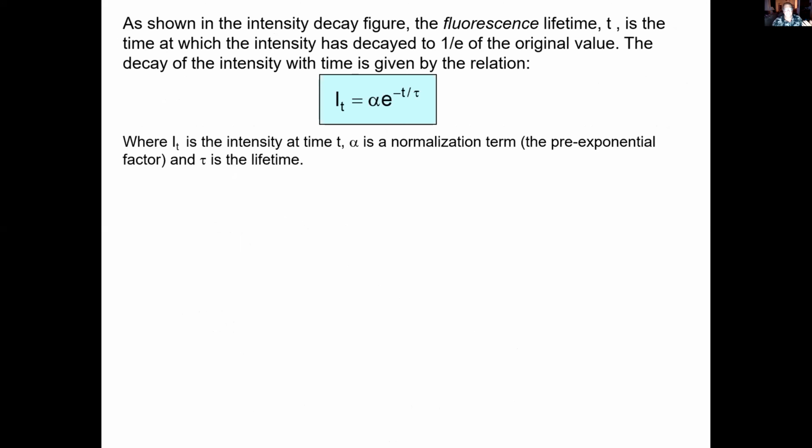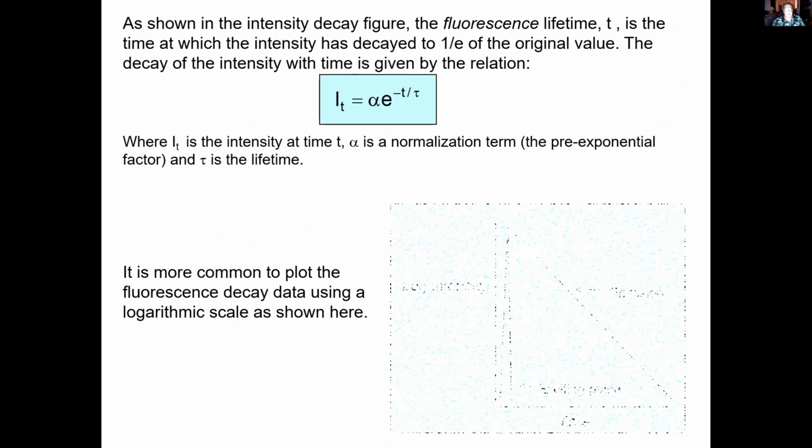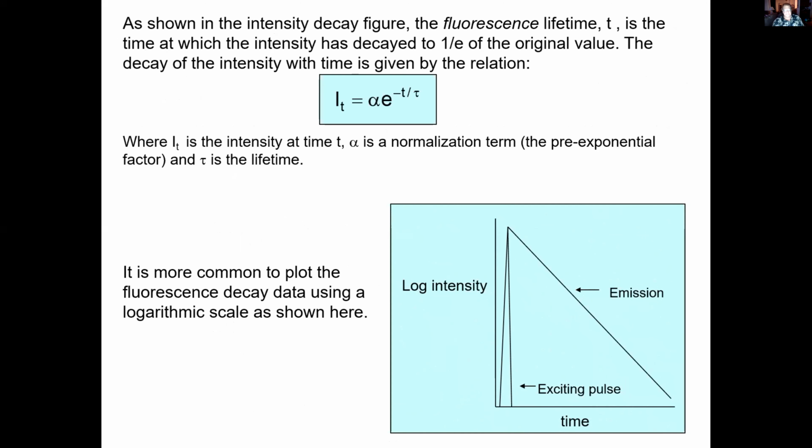So the intensity versus time is given by this relation. I(t) is equal to alpha, the pre-exponential term, times e to the minus t over tau. Tau is the lifetime. And for many years, it's been more common to see fluorescence decay data displayed using a logarithmic plot, because in a logarithmic plot, you see it's a straight line if it's a single exponential decay.